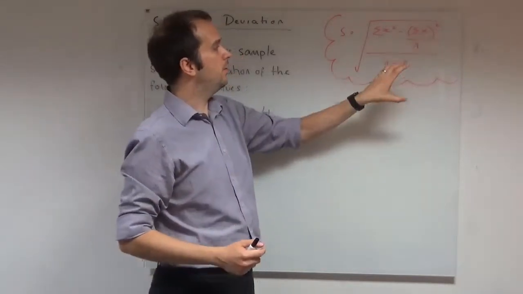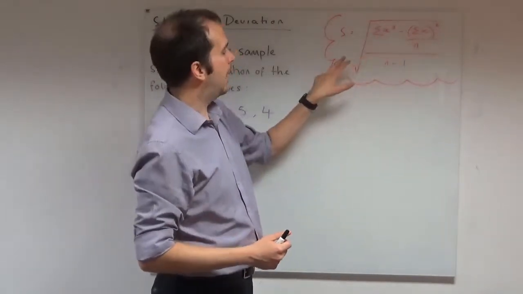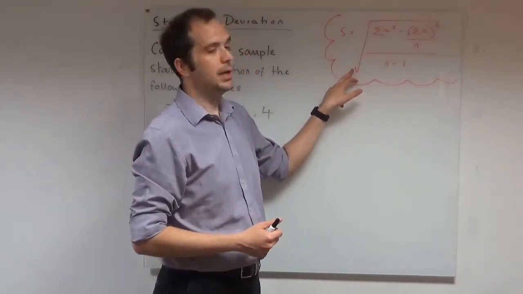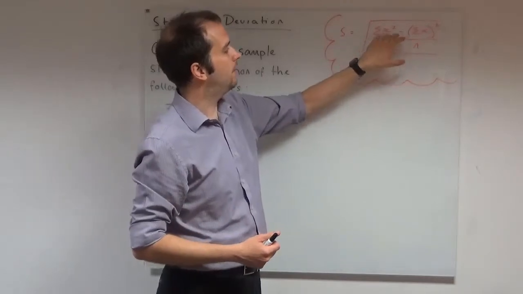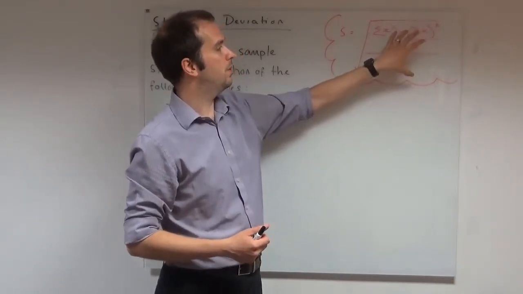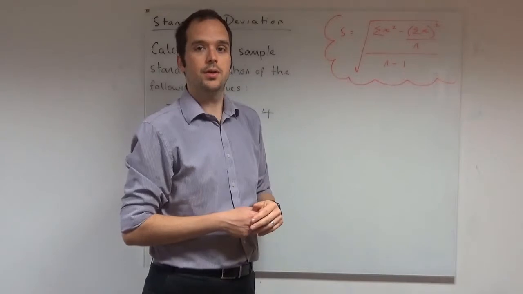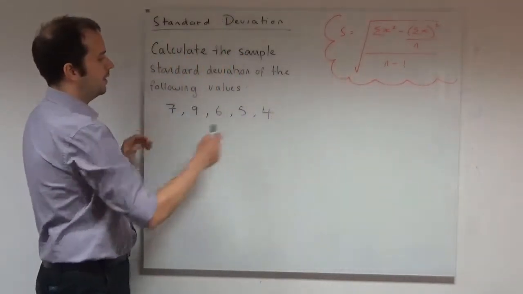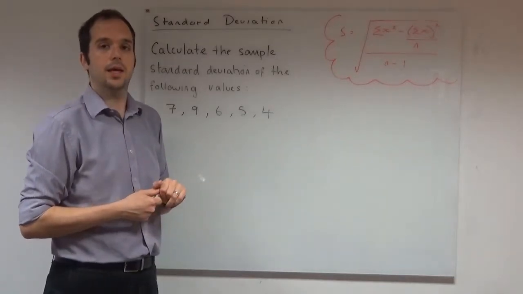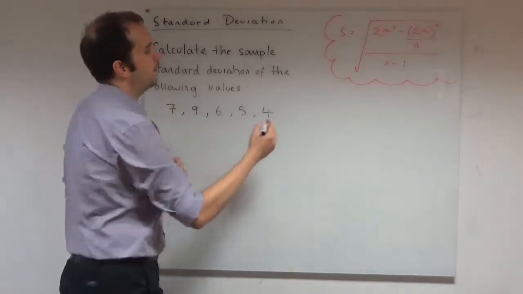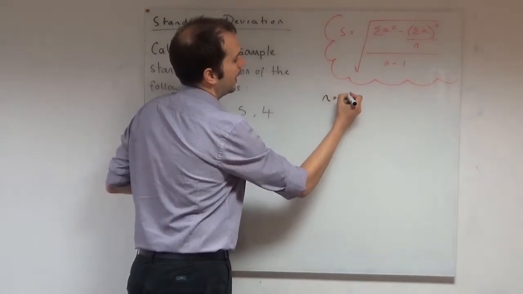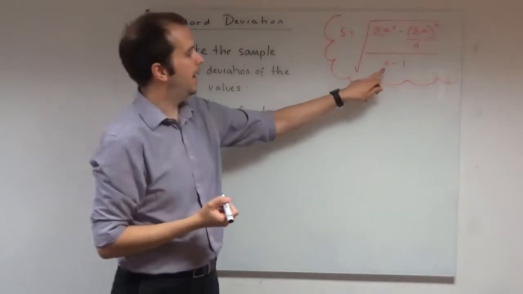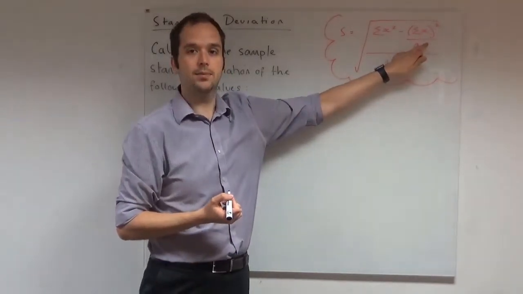Once you have all of those, you can put them into the formula. And remember that this symbol around the outside, this tick, means square root. So once we've found each one of those values, we sub them into here and then take the square root. So let's find the sample standard deviation of these 5 values. There's 5 values here, so we know straight away that n is equal to 5. So we have the n here and we have the n here.